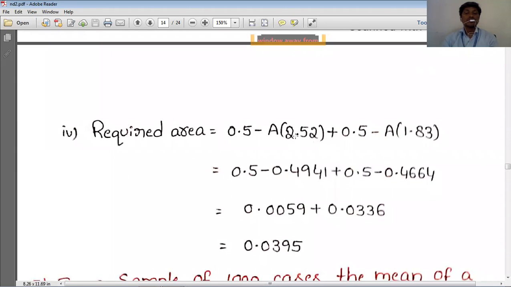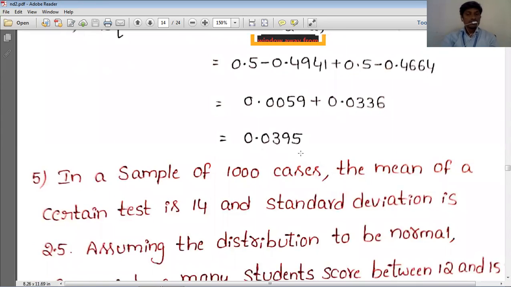So what we said: less than this one and on the right side this one. So 0.5 minus the area of 2.52 and 0.5 minus the area of 1.83. We just substitute the areas from the tabular values.